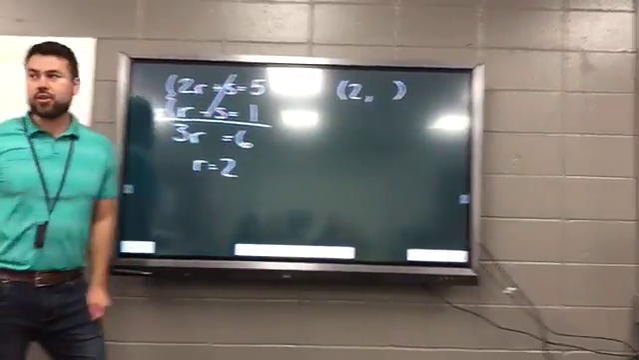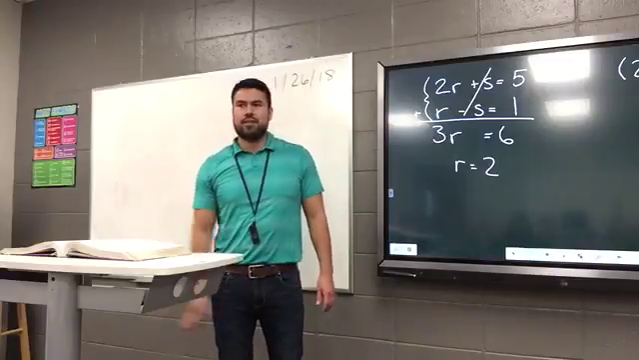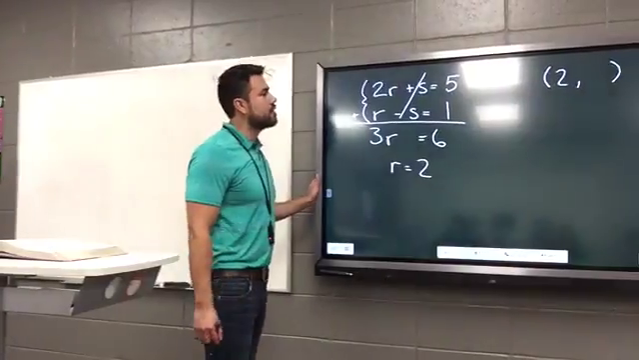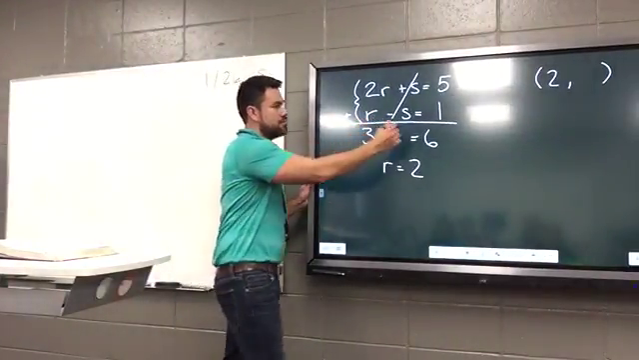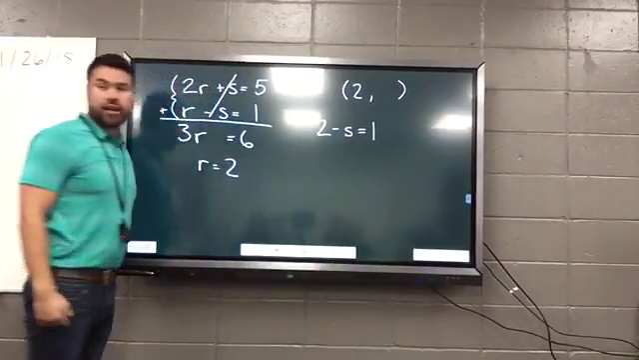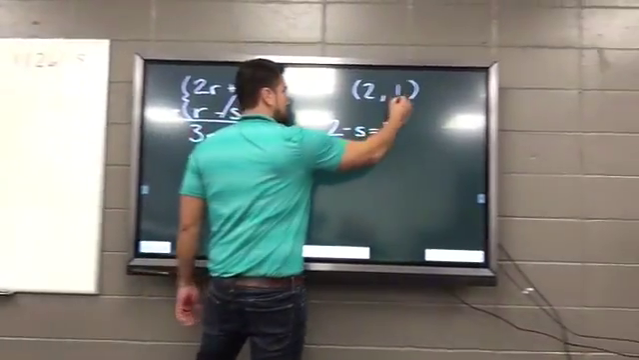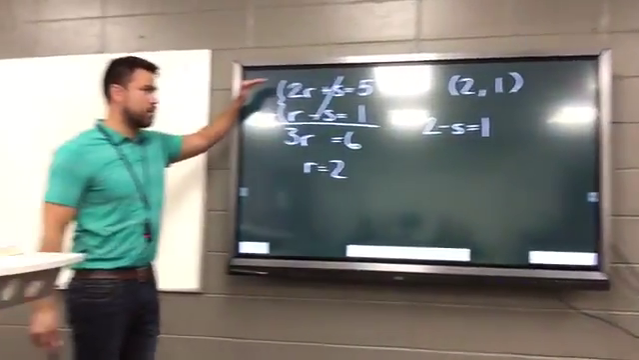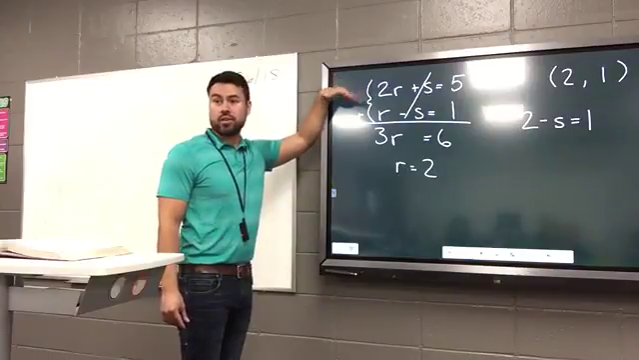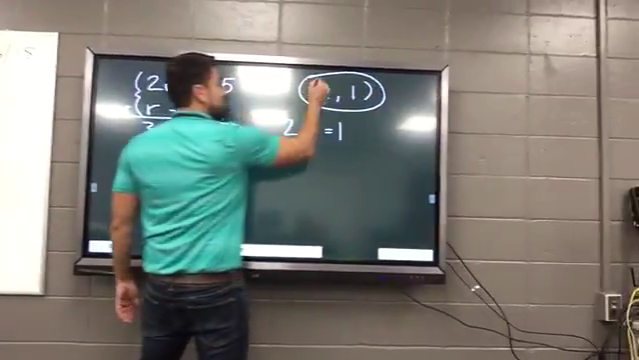Okay, and then somebody else, how did you get your s? Lily? I used the second equation and put in 2 minus s equals 1. And what fits for s? Positive 1. Did anyone use the top equation to solve for s? Did you also get 1? So regardless of the one you use, you should get 2, 1.